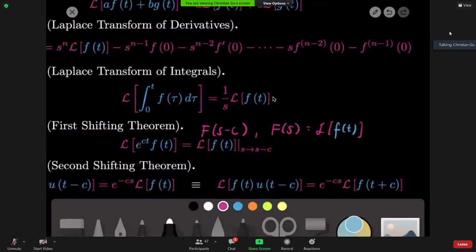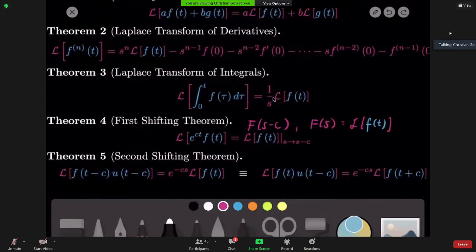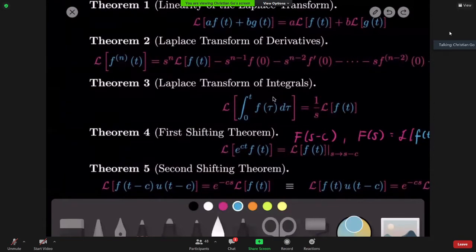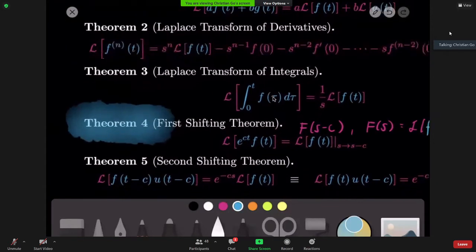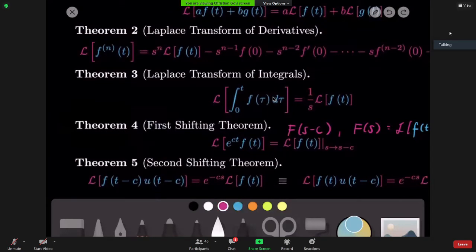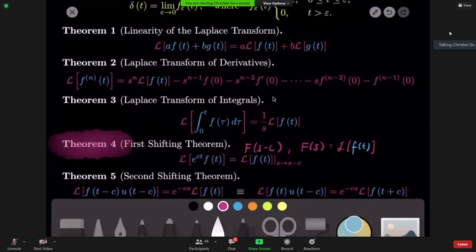The reason I'm writing this is because usually when you see f of s minus c, it's not obvious what you're trying to calculate first. But if I write it this way, it's obvious that you need to calculate L of f(t) first, and then after calculating L of f(t), replace s with s minus c. Okay, so just be very careful with that. The second shifting theorem, so maybe I should say the first shifting theorem is a shift in s, because it's an exponential in t. So the shift only happens after you have computed the Laplace transform, not before.